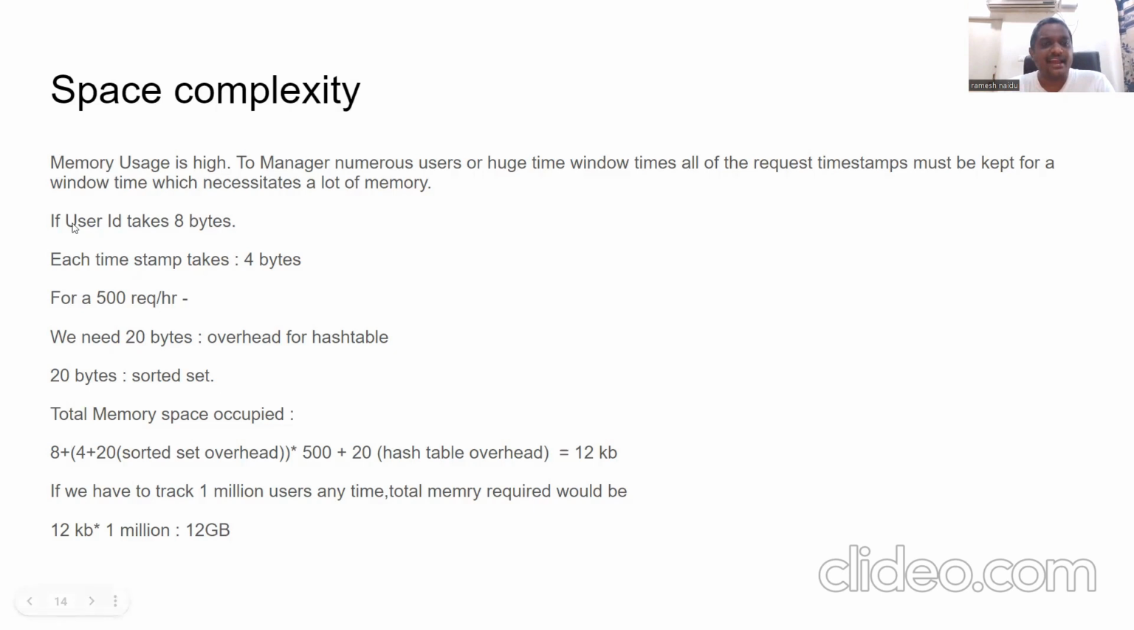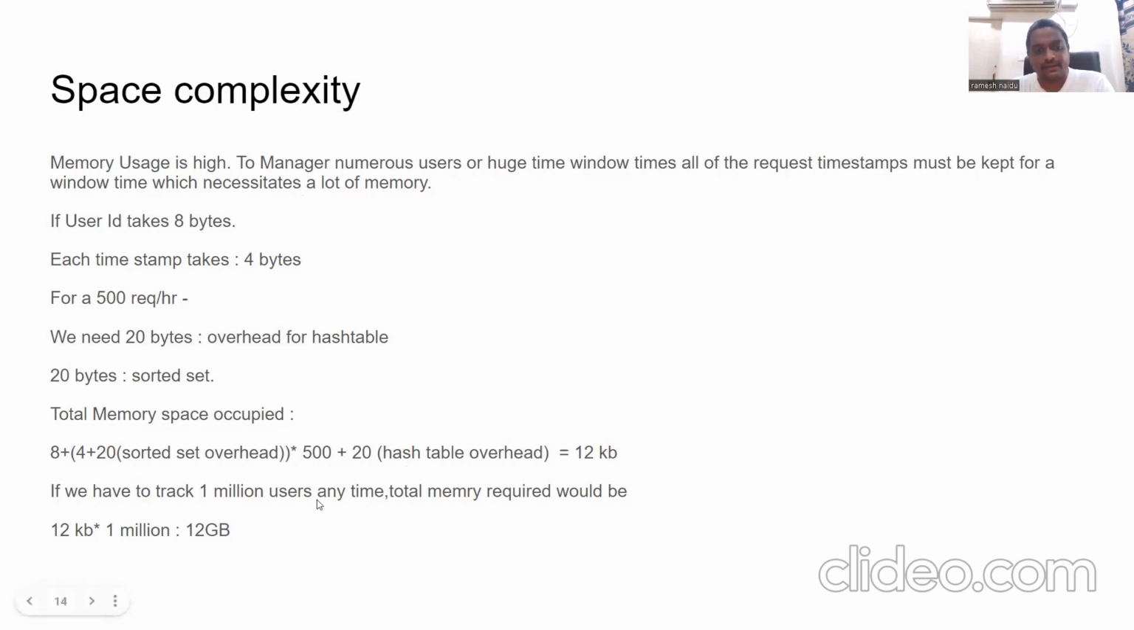So I have my hash table. The overhead for the hash table would probably be 20 bytes. And for the sorted set, which is the timing window, we have 20 bytes. So here the total memory would be the user ID, which is 8 bytes, plus each timestamp which is getting stored: 4 plus 20, into 500. The 500 is the total requests which come in a particular hour, plus 20 for the hash table overhead. So in total it comes to around 12 KB.